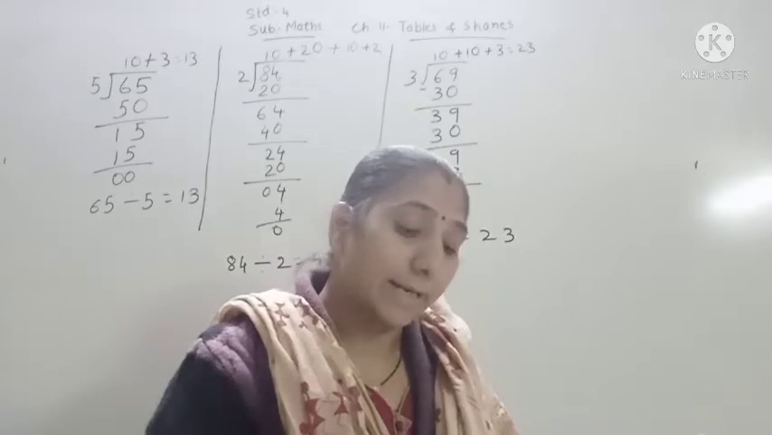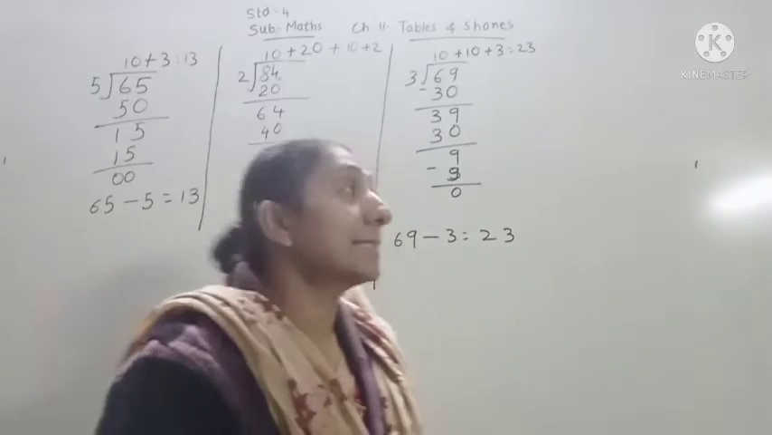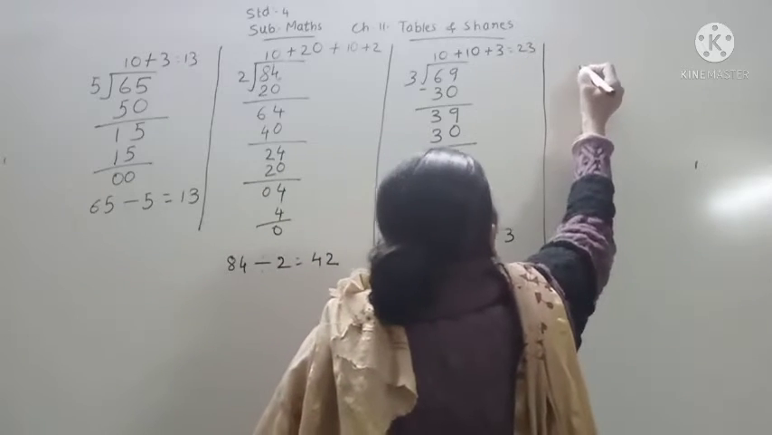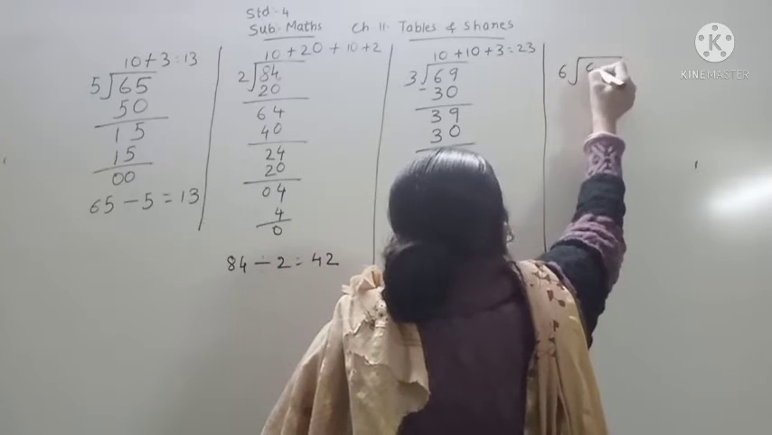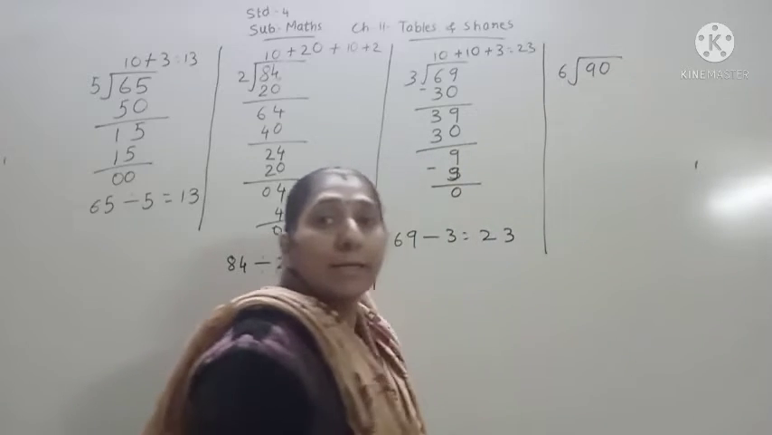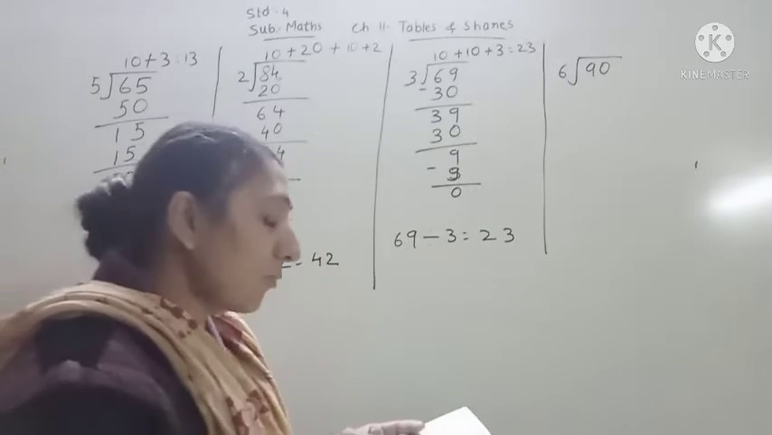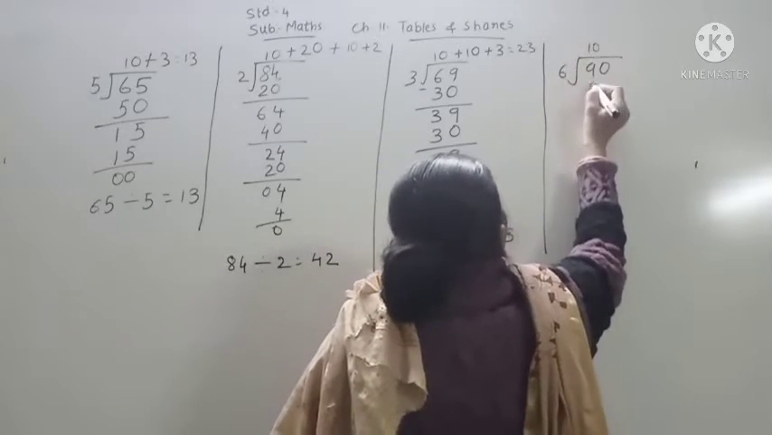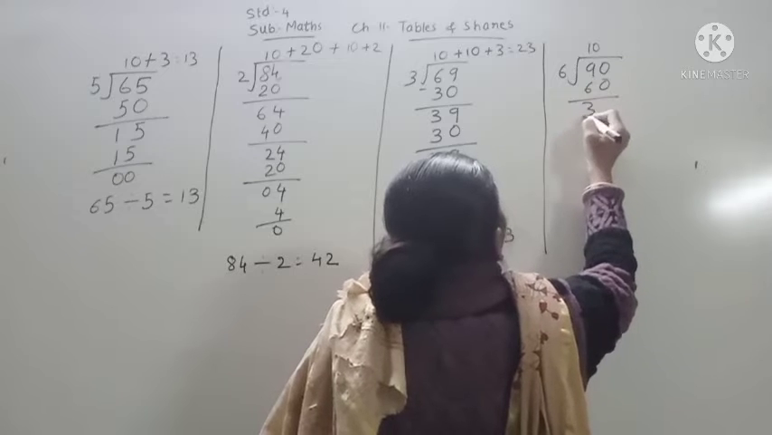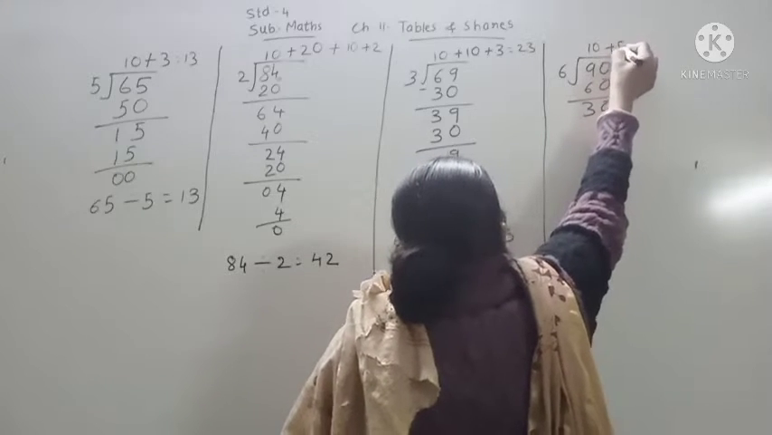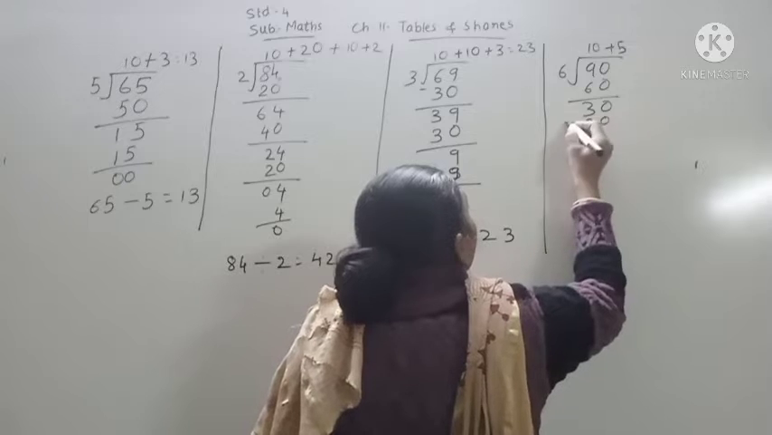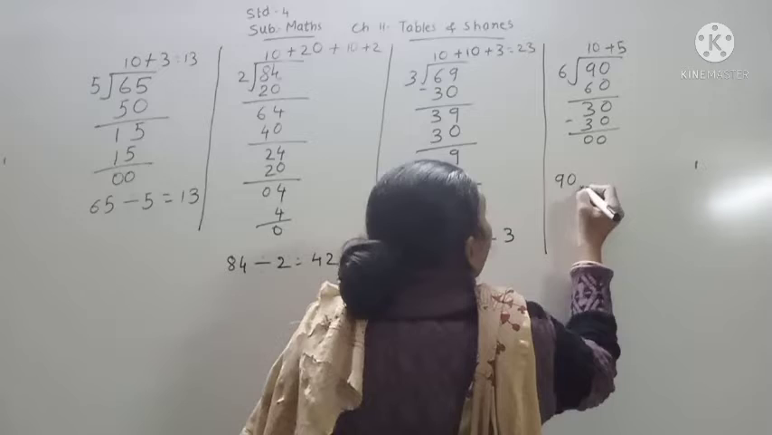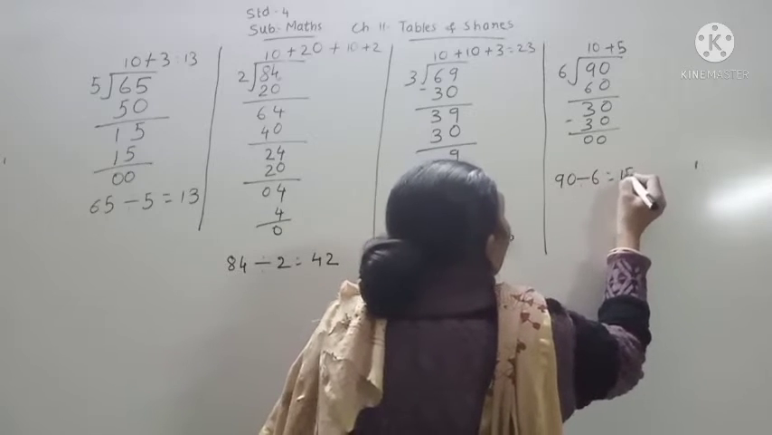Next, 90 divided by 6. So how much will you get? 6 10s are 60. 30 left, 6 5s are 30. 0 0. So what will be the answer? 90 divided by 6 is equal to 15.